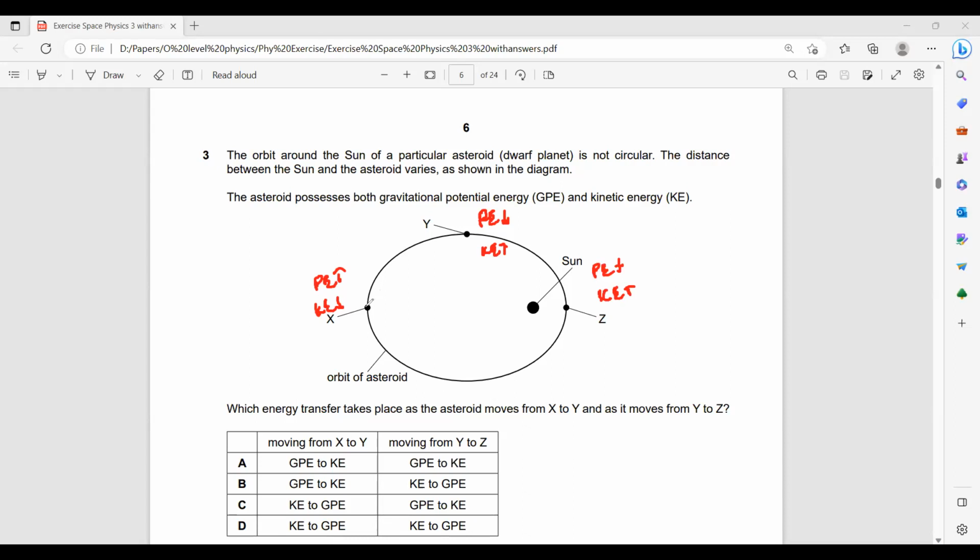So how do you identify all the positions? If you compare the distance from the Sun, it is decreasing. If the distance is decreasing throughout the motion from X to Y or Y to Z, the potential energy is decreasing. And if the potential energy is decreasing, the kinetic energy should increase. So in both cases, from X to Y or from Y to Z, the GPE is changing into KE.